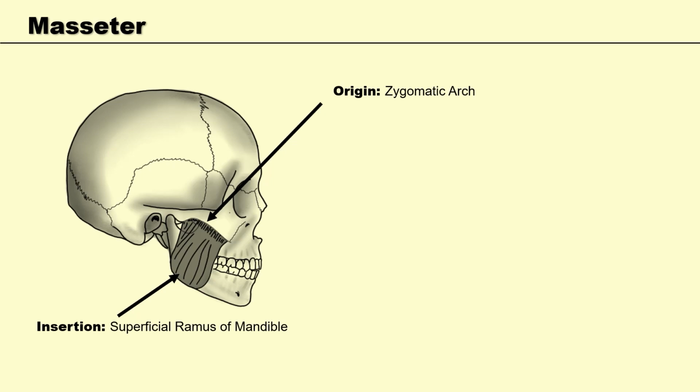When we talk about origins and insertions, we mean slightly different things. The insertion point describes the area that is acted upon when the muscle performs its function. So in this case, the zygomatic arch does not move, but the mandible does. The directions of the fibres mean that when these fibres contract or shorten, the mandible is elevated. The fibres also move in a slightly anterior direction, so the contraction of the masseter also assists in the protrusion of the mandible.